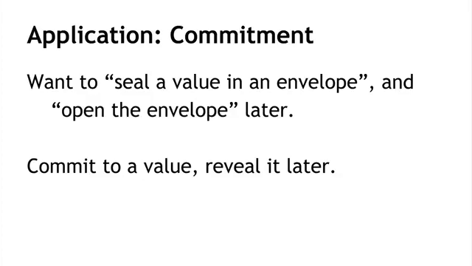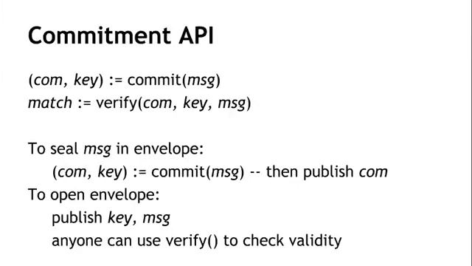So to be more specific about what the API is that we're going to provide here, the commitment API looks like this: there are two things you can do. First, you can commit to a message, and that's going to return two values, a commitment and a key. Think of the commitment as the envelope that you're going to put on the table, and the key as a secret key for unlocking the envelope. Then later, you allow someone else to verify, given a commitment and given a key which you've told them in the meantime, and the message, they can verify that that commitment, key, and message really do go together, and this will return true or false.